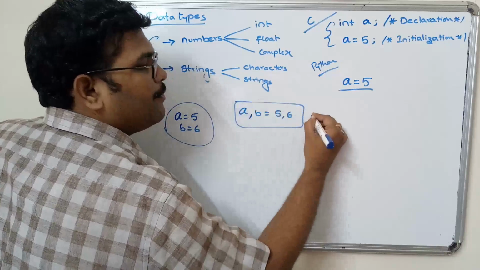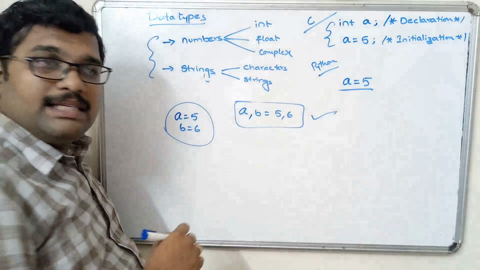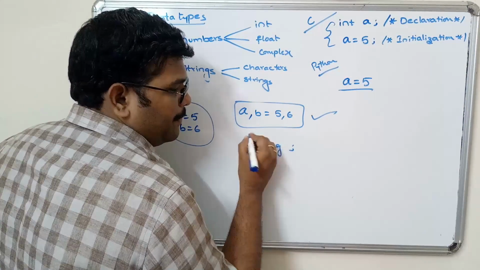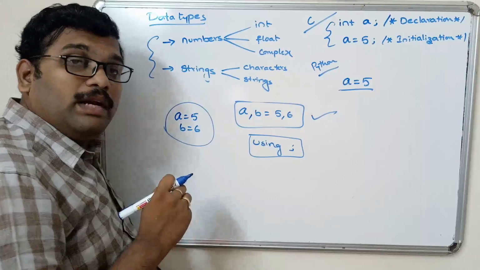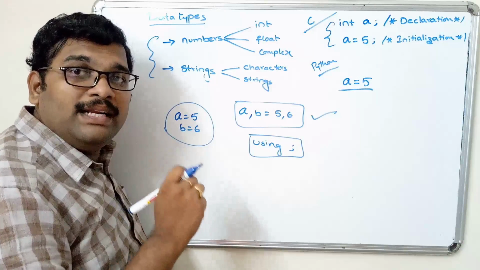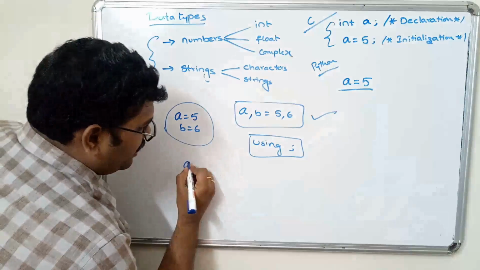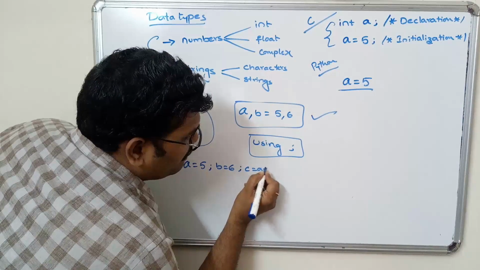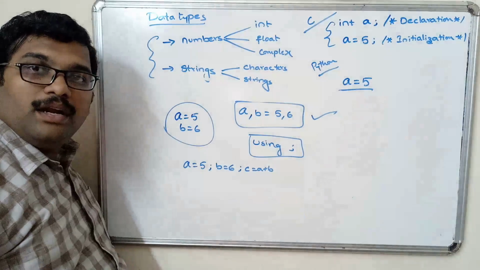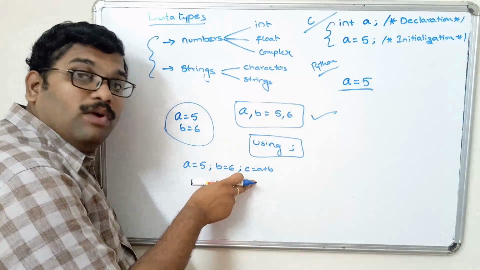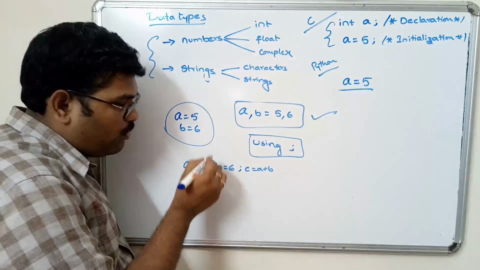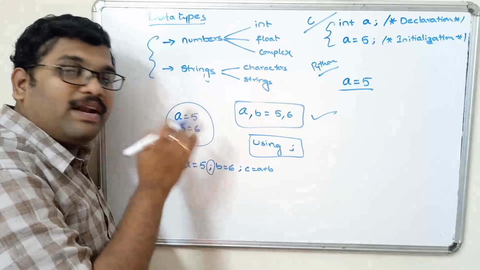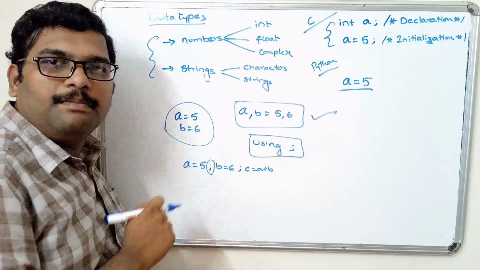This is one way, and another way is by using a semicolon. If you want to represent more than one instruction in a single line, this can be written a is equal to 5 semicolon b is equal to 6 semicolon c is equal to a plus b. So in order to represent more than one instruction in a single line, we have to use this semicolon. We do not require the semicolon for every line of a Python program.